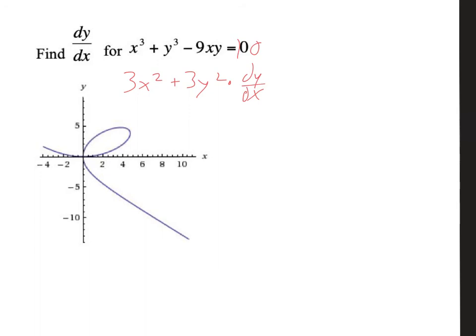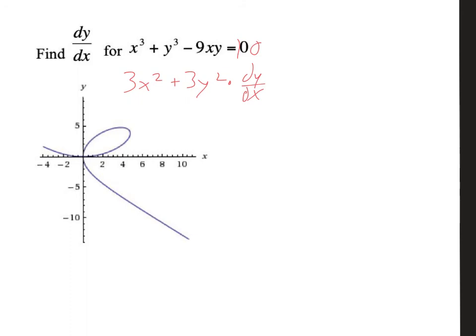Now, wait a second. Why didn't I multiply by dy dx after this first term? Because this is x. That's my input variable. It's not implied that it's a placeholder for something else. This is a different variable, so it is implied that it stands for something else, some other function, some hidden chain rule here. So I have to multiply by the derivative of that inside part, whatever it might be, even though it's hidden from me right now.